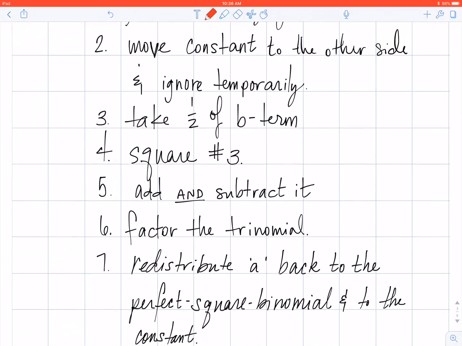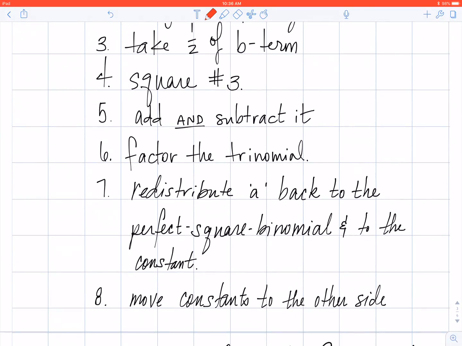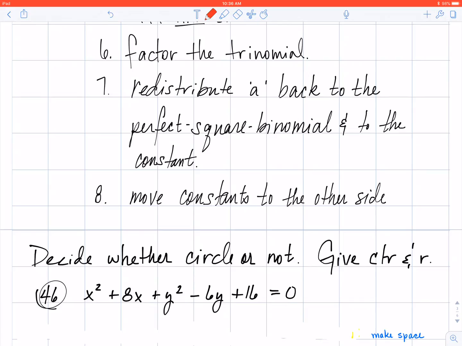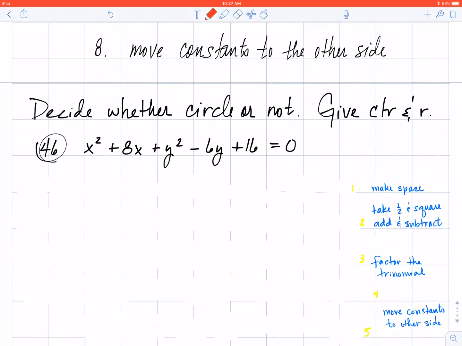Secondly, get the constant over to the other side. You're going to ignore that temporarily. Thirdly, take half of your b, and then you want to square that number. After you've squared it, you want to add it and subtract it. After you've done that, you want to factor your trinomial, and then the very last thing you want to do is redistribute a back to your binomial and to the constant. And then the last thing is move those extra constants to the other side.